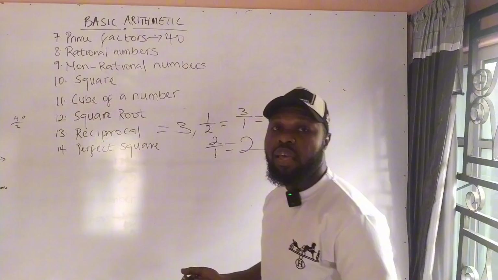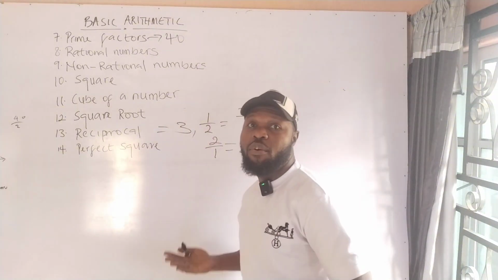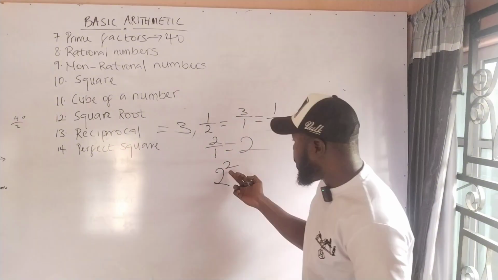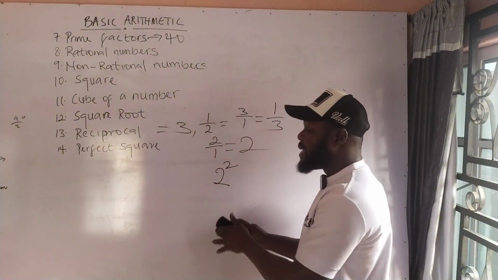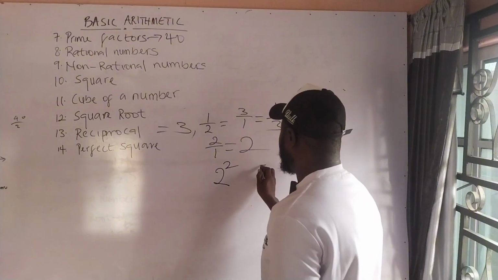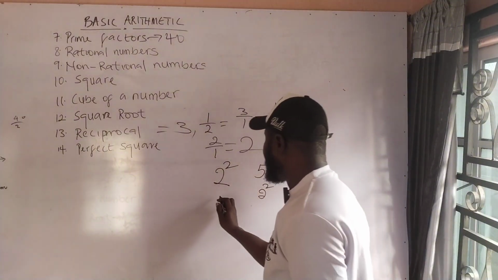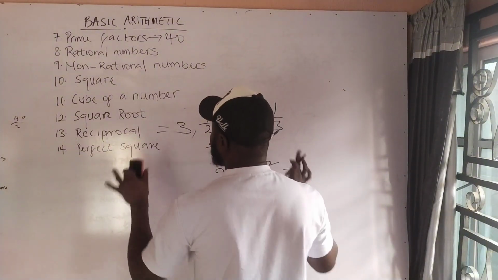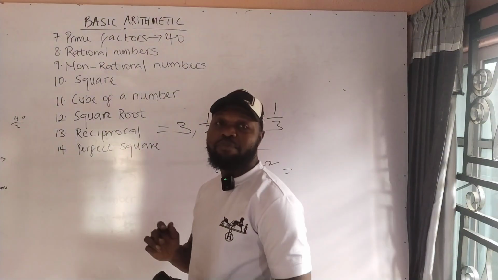Perfect square. Perfect square simply means any number that has the power of 2, which is, say, 2 raised to power 2. Any number, any question you are given that has the power of 2 is what we refer to as a perfect square. 5 squared is a perfect square. 2 squared is a perfect square. 3 raised to power 2 is a perfect square. So all these are perfect squares, and so on like that.